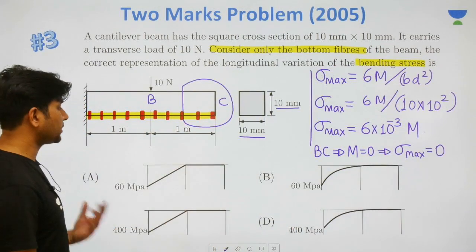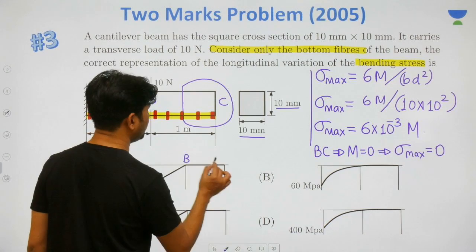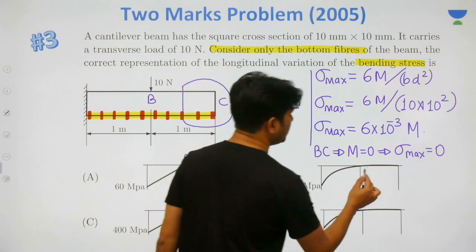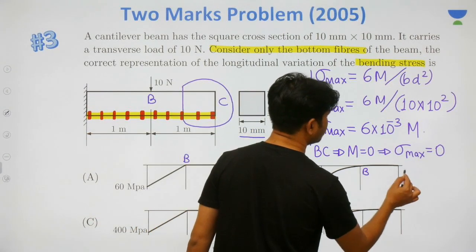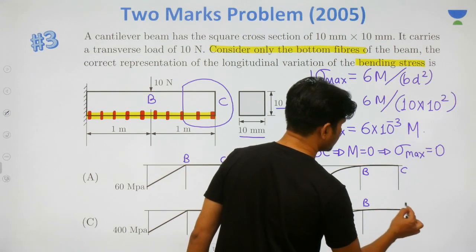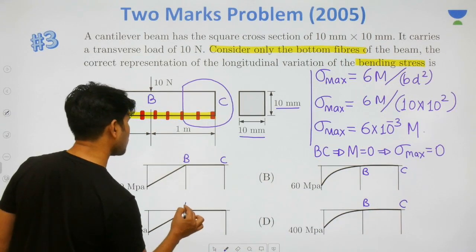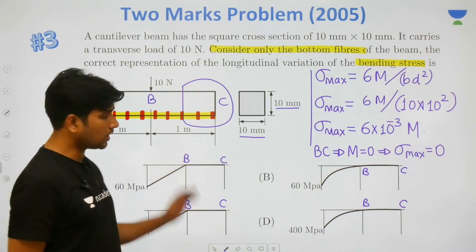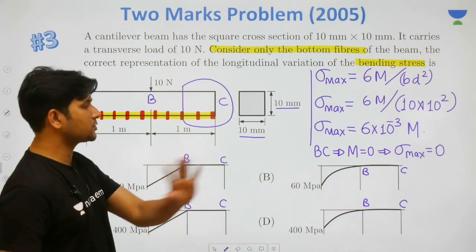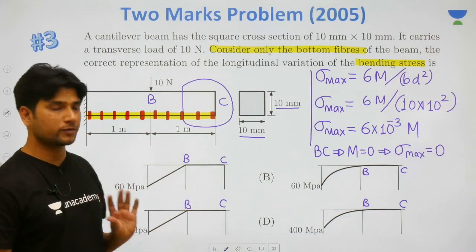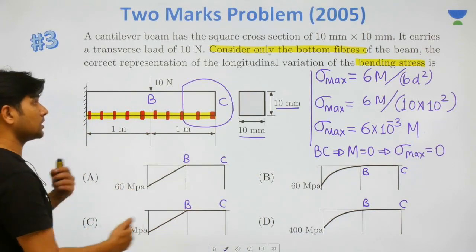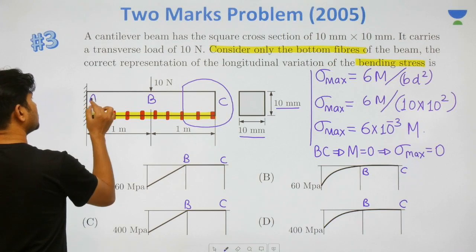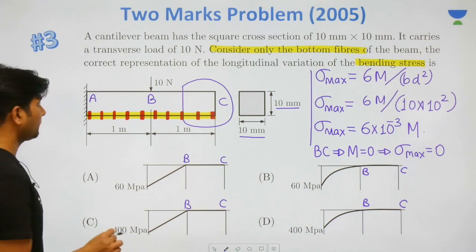But incidentally, between B and C, the examiner is not even giving you a chance. The examiner is saying that, okay, you calculated 0 value between B and C. I welcome you. All the options are having 0 values between B and C. So now you'll have to move on to any section between A and B.